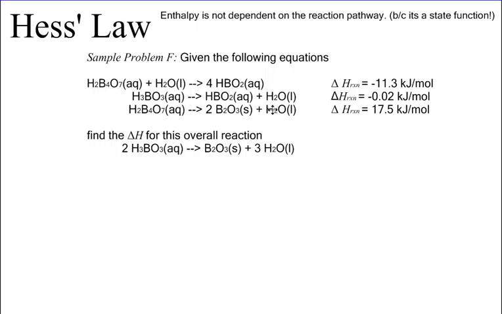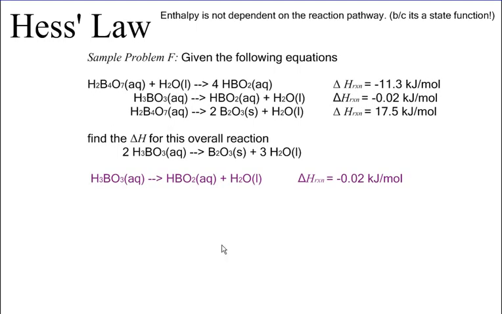H3BO3, let's copy this exactly as it appears. So we've got our reactant we start with, and it's going to give us these two products, which are not the products we were looking to get. I mean, one of them's there, but it's not the main goal. We're trying to get B2O3. We're going to get water along the way. So we need to get rid of this HBO2, and we need to get to B2O3.